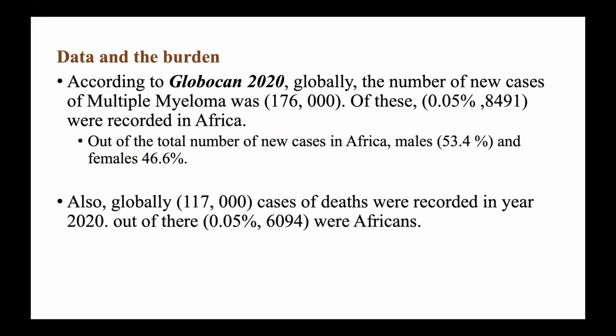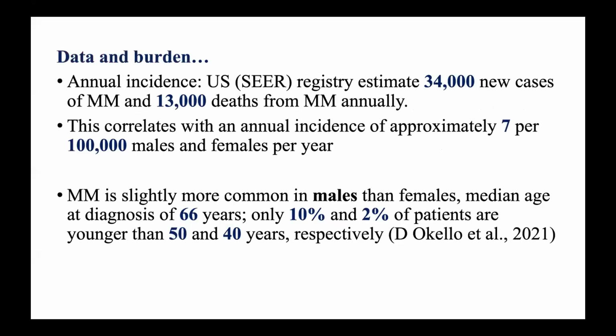Now, some of the data we have concerning multiple myeloma is that, according to the incidences found in GLOBOCAN 2020, there were approximately 176,000 new cases identified, but only approximately 0.05 were from Africa. Of all these cases, 53.4% were males and 46% females. Globally, 117,000 deaths were recorded in the year 2020, and out of these, 0.05 were from Africa.